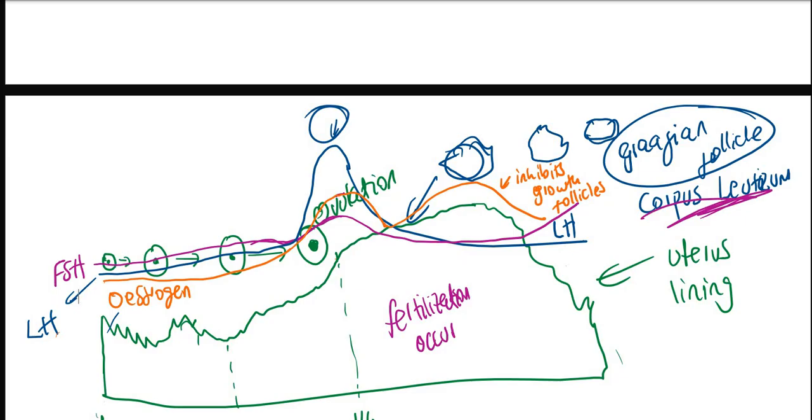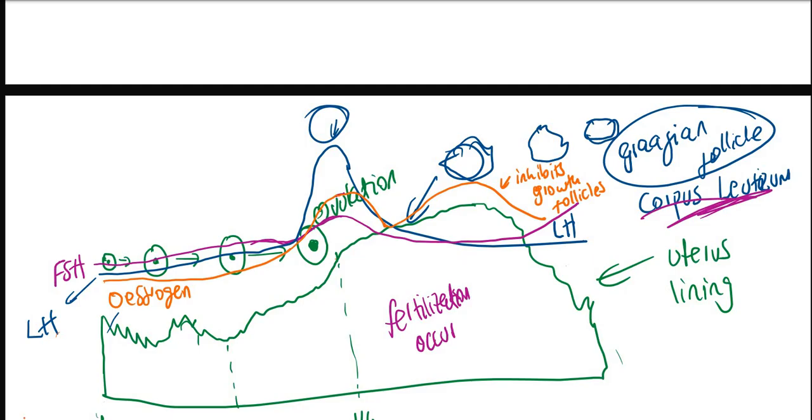Once the corpus luteum is there, LH levels drop. I don't know why I like FSH, but LH levels drop. The luteinizing hormone drops in the blood. Now, estrogen is produced by the developing graafian follicle.